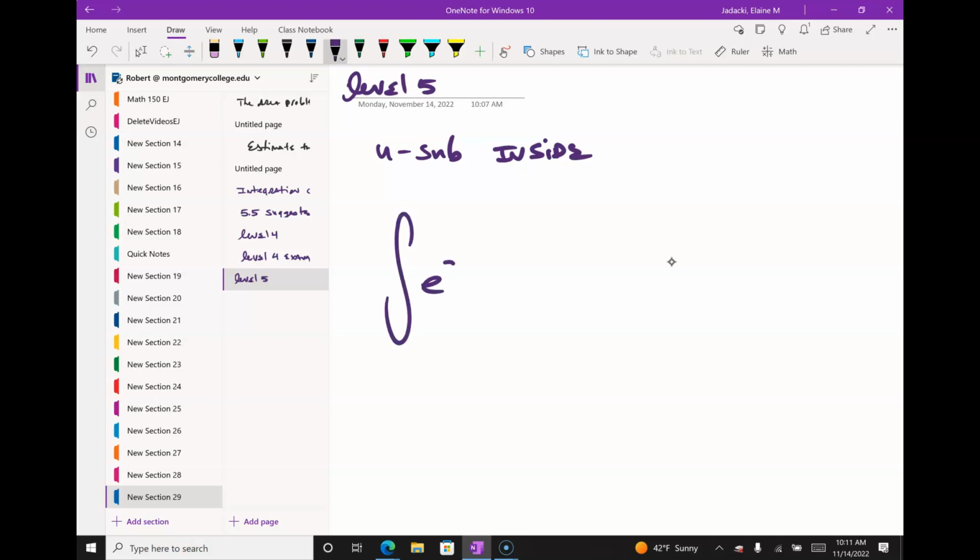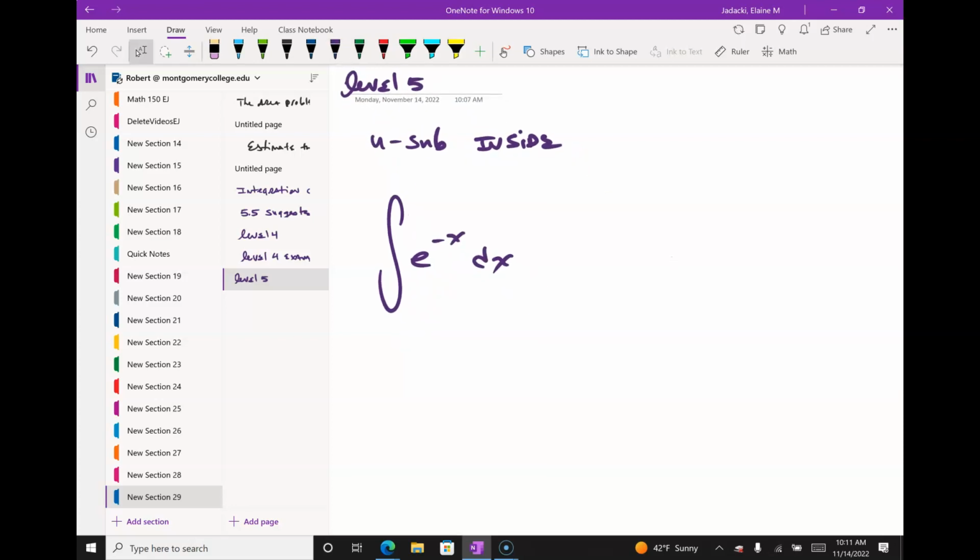The integral of e to the 2x, or better yet, e to the negative x dx. So, do you recognize it? No. You would recognize it if it was e to the x, right? And maybe you could work it out backward in your head, but it's easier to just follow the process. So what is the inside here? Yes. So let u equal the inside. So for us, u is negative x.